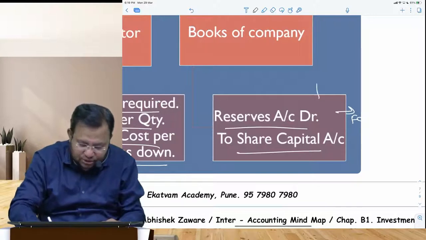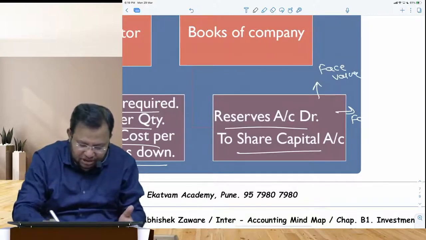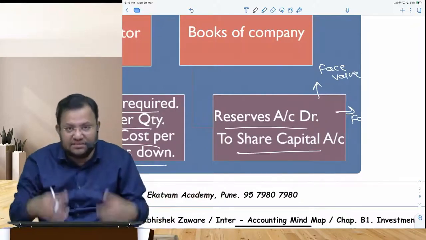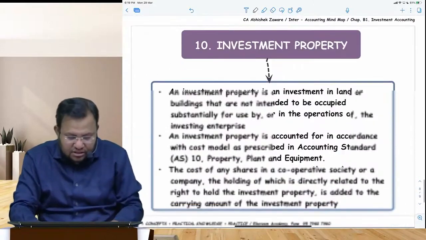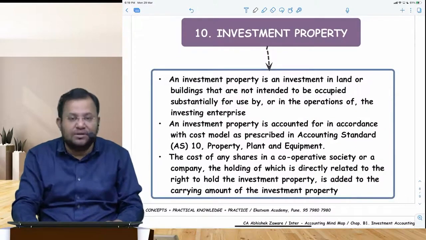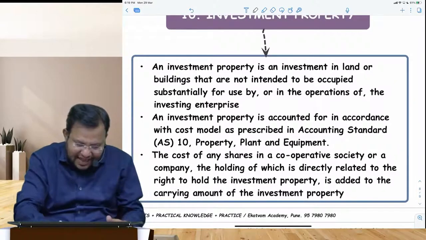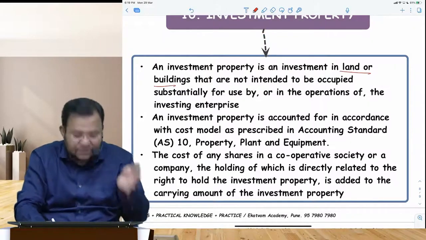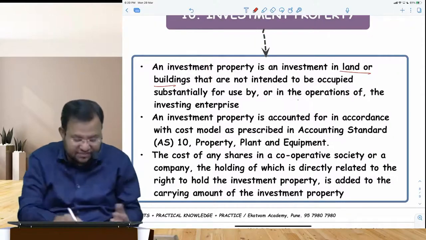They cannot be issued at premium because bonus shares are out of reserves. Reserves can be either divisible or non-divisible as per law. We have separate chapter on that. Investment property is an investment in a real estate. So an investment property is an investment in the land and building that are not intended to be occupied substantially for use by or in the operations of the business or investing enterprise.